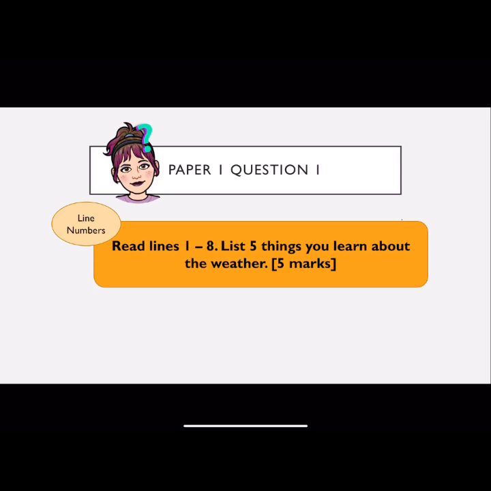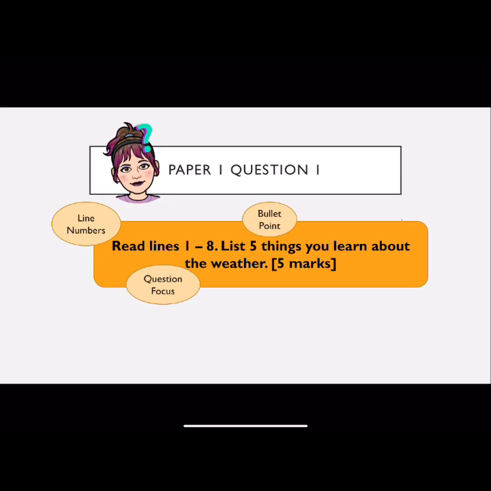Next, it says list 5 things. If you're asked to list, you should use bullet points and do not need full sentences. It also states 5 things, so write 5 even if you're guessing. Then you will be asked to focus on a specific thing. It could be something about the weather, a person, or a setting. Make sure you're only giving answers that are about the question focus. Anything else is a waste of your time.